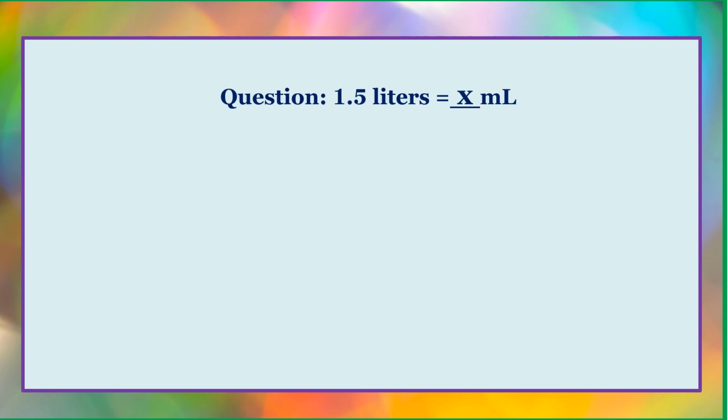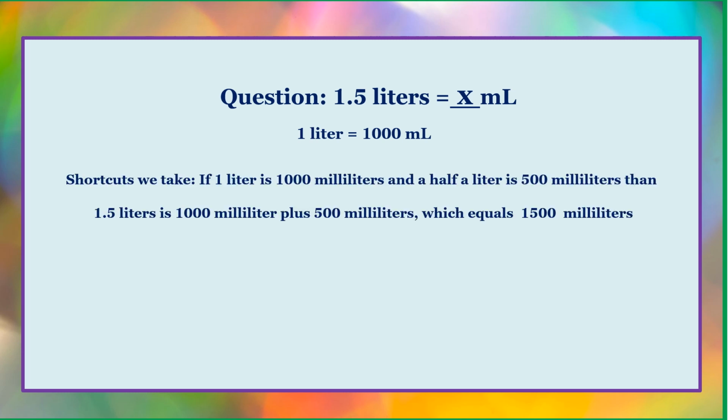Now you can do the same scenario, but you can actually do it with an equation. For this question, it would be 1.5 liters equals X number of milliliters, but this will require some memorization in order to convert. You have to remember that 1 liter equals 1,000 milliliters. There are shortcuts that we take. If 1 liter equals 1,000 milliliters and a half a liter is 500 milliliters, then 1.5 liters is 1,000 milliliters plus 500 milliliters, which equals 1,500 milliliters.